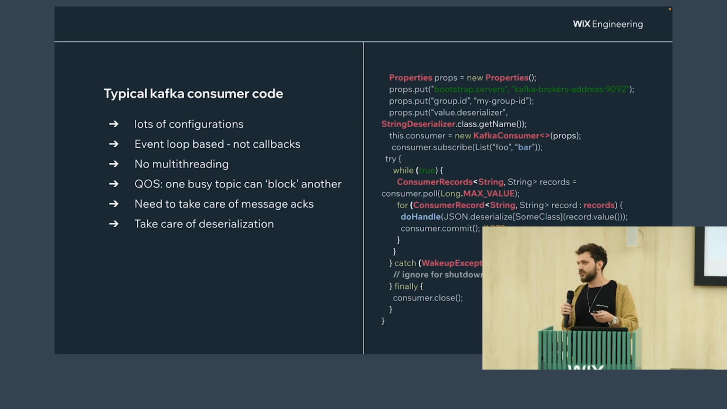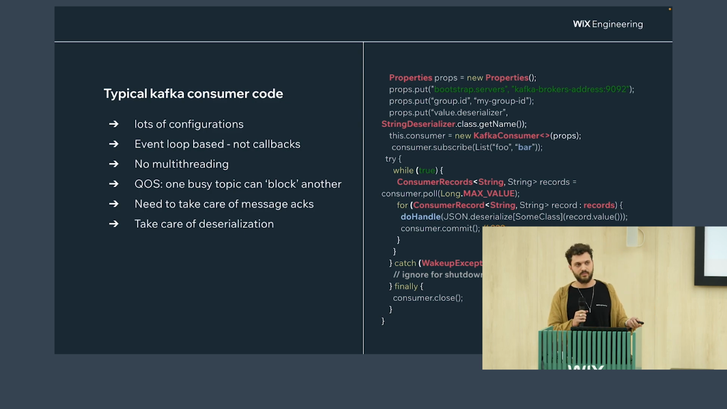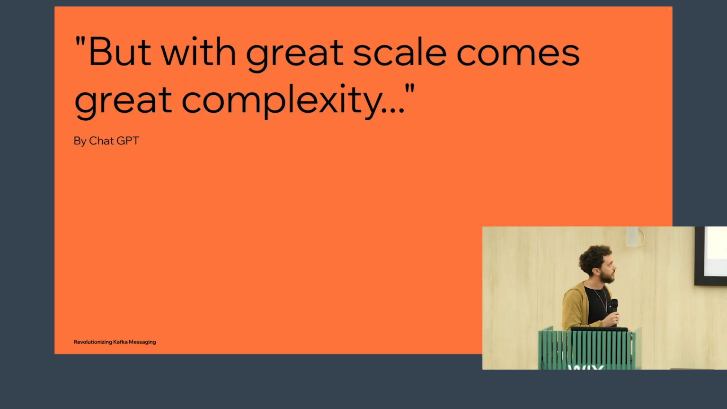This can create a situation of what I will refer to as a busy neighbor: one topic has super high throughput, and other topics can get kind of blocked. And it doesn't give you an easy way to multi-thread, and you need to handle your own commits. All of that is very, very error prone. It's hard to maintain, especially with all the scale that we've talked about. We don't want to make our developers go through this every time.